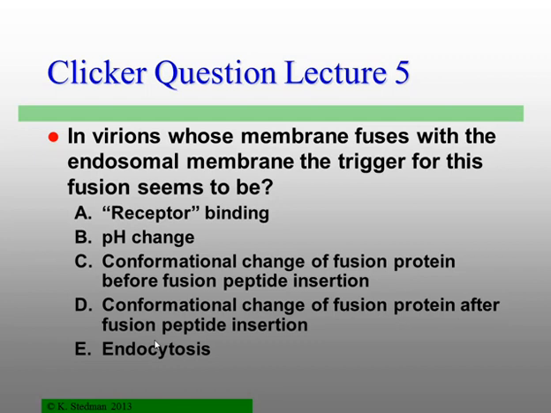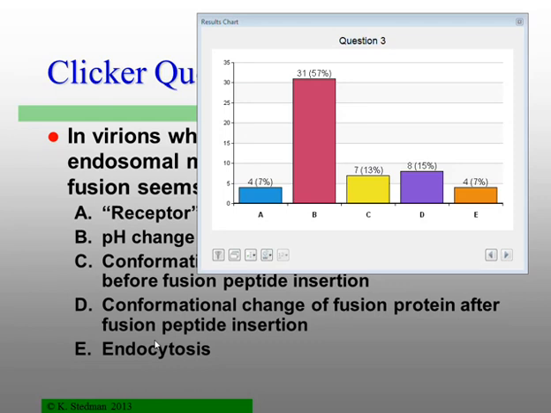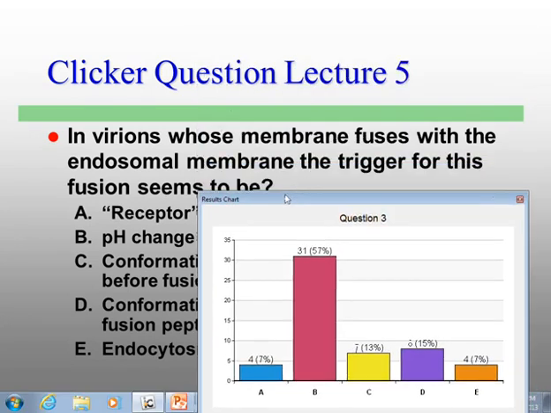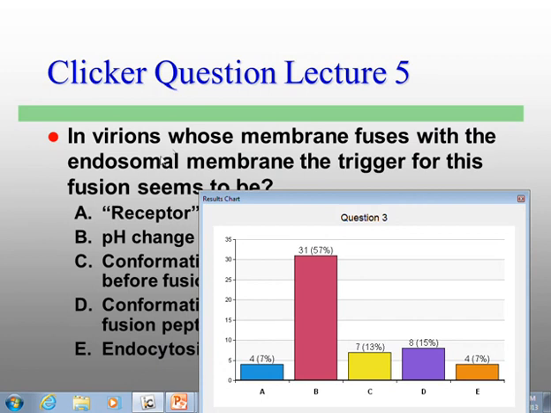Virions whose membrane fuses with the endosomal membrane. The trigger for this fusion seems to be, most people think B, but we've got quite a few other ideas in here as well. There are 2 keys to this question. The first one is fusing with the endosomal membrane, not fusing with the plasma membrane. Fusing with the plasma membrane, receptor binding would be correct. The trigger for this, so what sets it off, is really the pH change.